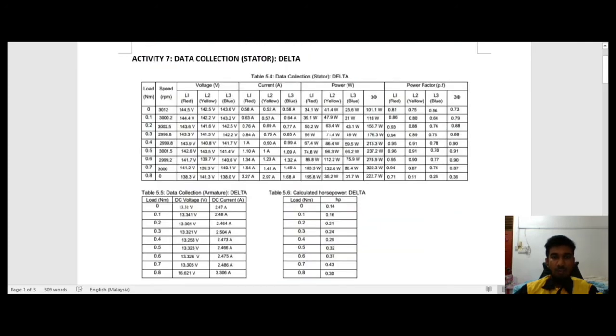Let's begin. This table shows the data collection of the stator, the delta connection. We measure the voltage, current, and power factor for various load torque, from 0 to 0.8. At 0.8, the motor stops rotating because it has achieved the maximum torque.